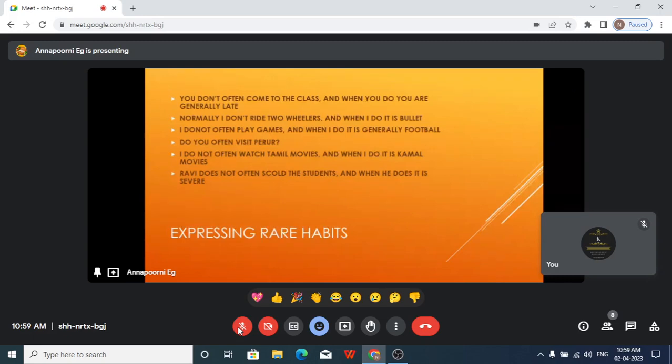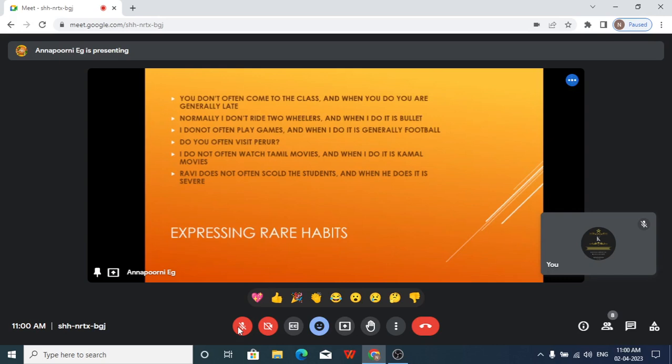You don't often come to the class, and when you do, you are generally late. Okay, so it is not "often", it is "often". We don't pronounce the T, the T is silent. So we call it "often". What is it, Srinidhi? How do we pronounce it? Often. Often. Very good. Very good.